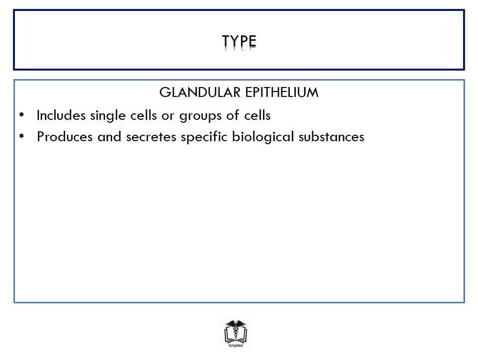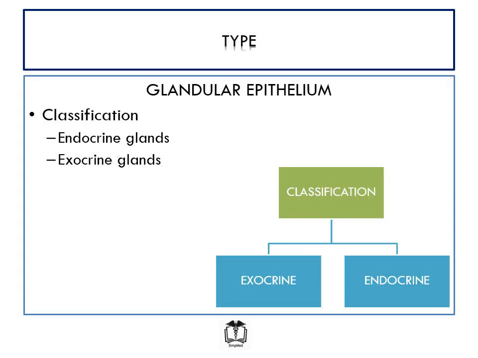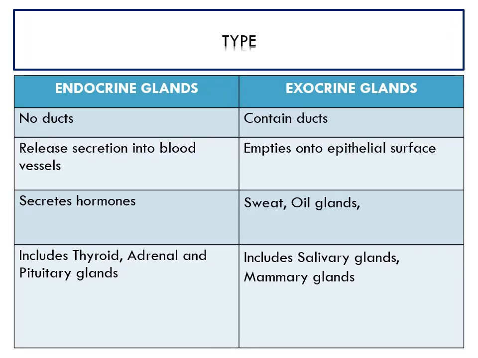Each of these organs contain transitional epithelium. Let's talk about the glandular type of epithelium. These are single cells or groups of cells that are forming tissues that tend to produce and secrete specific biological substances, which we call glandular secretions. We have two major types of glandular epithelium. We have the endocrine glandular epithelium, which is found in endocrine glands, and we have the exocrine glandular epithelium found in exocrine glands.